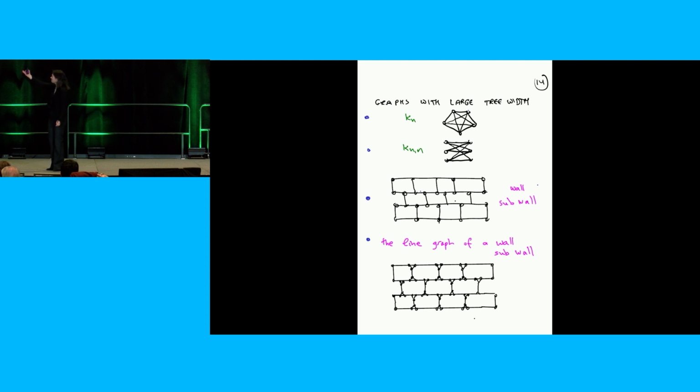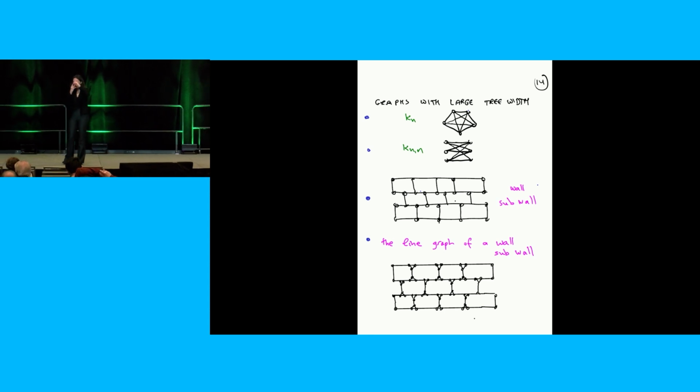Okay, so to get the bottom graph from the third graph, you do y-delta operations. Every junction that used to look like a y, you now make it look like a delta. You make it look like a triangle. Okay, so that's another example of a sparse graph with large triodes. So now let's see what we can say about them.